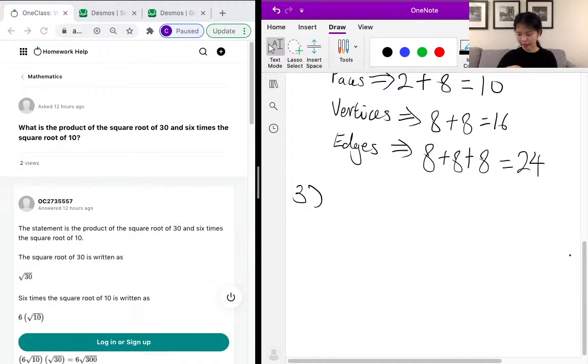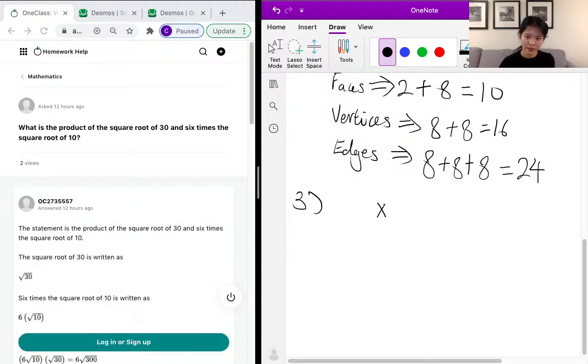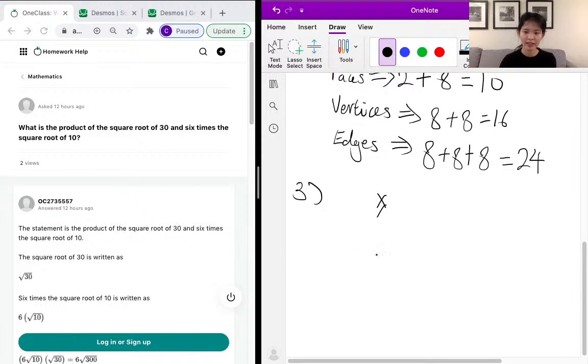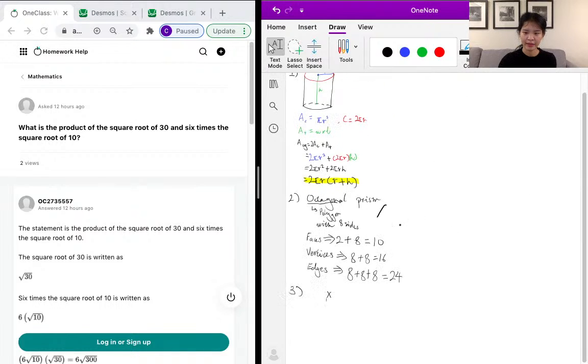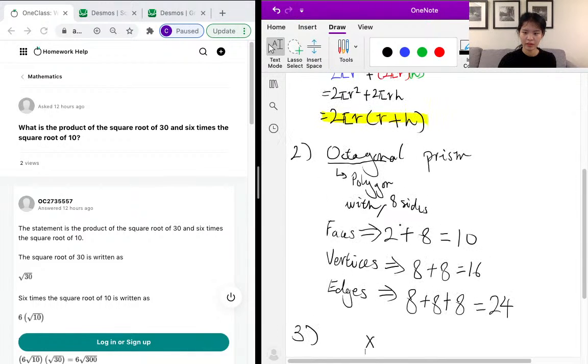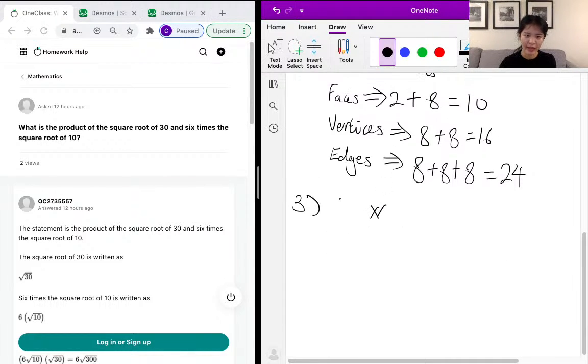So first, this is kind of like a word problem that we just have to translate into a formula. First, it's asking us for the product, which means multiplication, so it's one number multiplied by the other. Second, it's telling us the product of the square root of 30 and 6 times the square root of 10, which is 6 root 10. So it's basically asking us root 30 times 6 root 10.